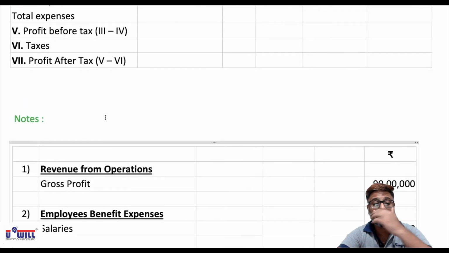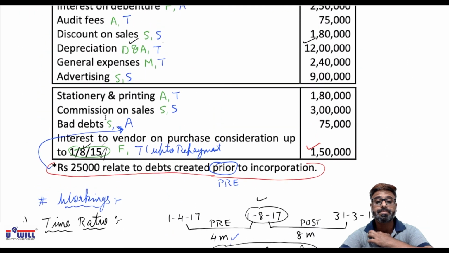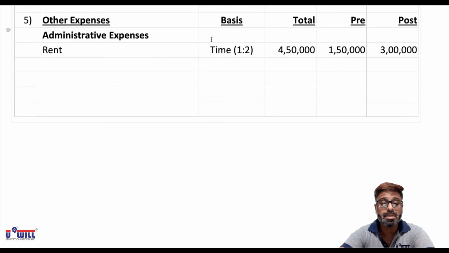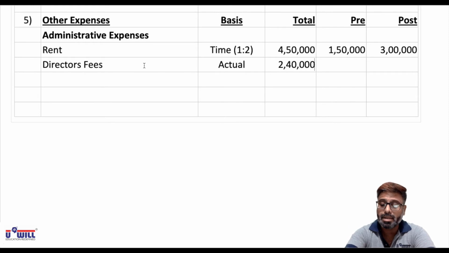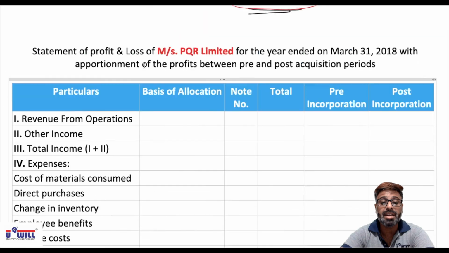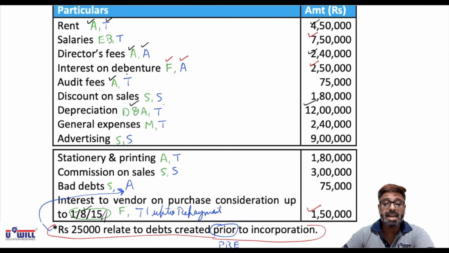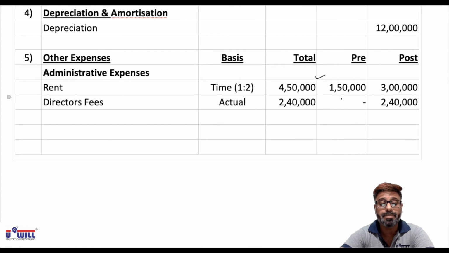Then after rent, which other item is marked as A? Director's fees. It will go on actual basis, means post incorporation period, 2,40,000. Director's fees, actual basis 2,40,000. Entire amount will go in post incorporation period. Then after director's fees, what do we have marked as A? Audit fees, time ratio 75,000. Okay, audit fees of 75,000.